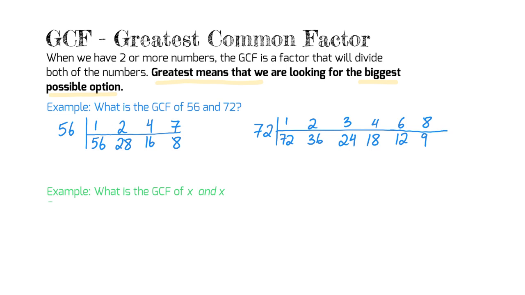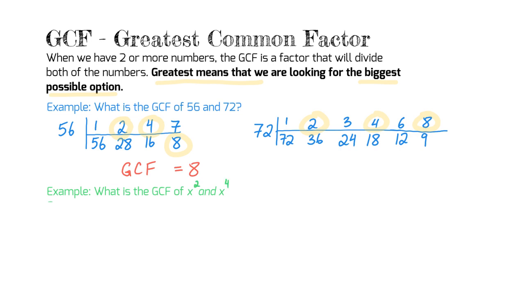Now that I have identified all the factors of 56 and 72, I go through all of them and I circle the ones that they have in common. They both have a 2 in common. They both have a 4 in common. They both have an 8 in common. And looking a little bit more closely, that looks like all of the factors that they have in common. So the common factors are 2, 4, 8. The greatest common factor, meaning the biggest one that they have in common, is going to be the number 8.